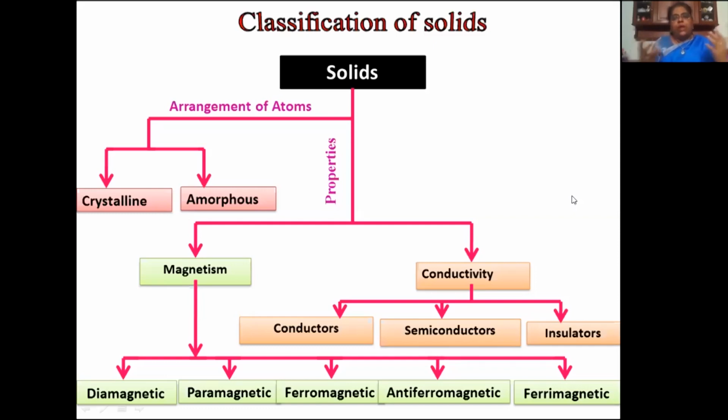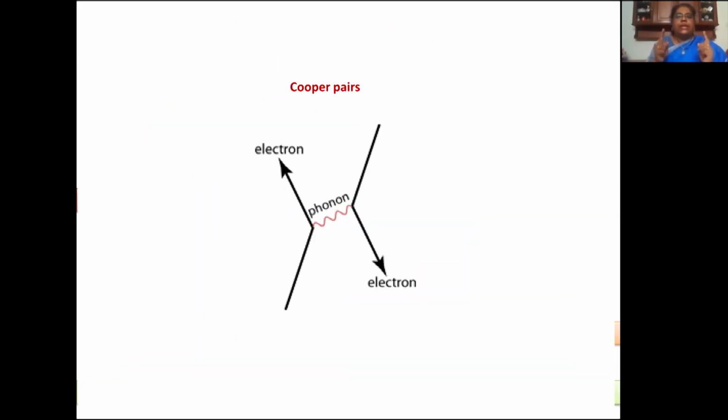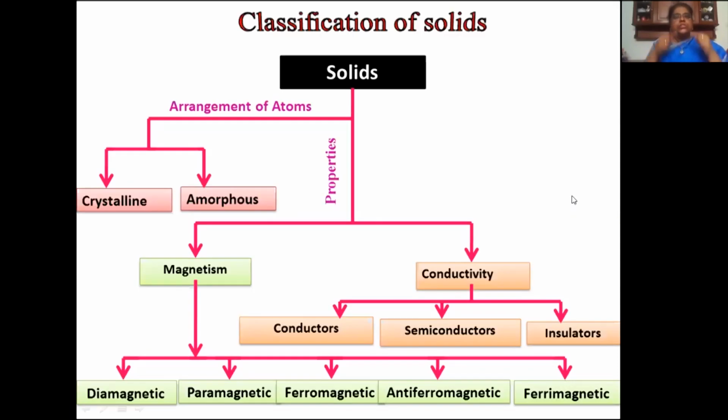Now what about the superconductor? In a superconductor, that's a low temperature phenomenon where 2 electrons are interacting via the medium of phonons. Here they are called the Cooper pairs or super pair electrons. So the super pair electrons are responsible for conduction. The phenomenon of conduction is totally different in a superconductor.